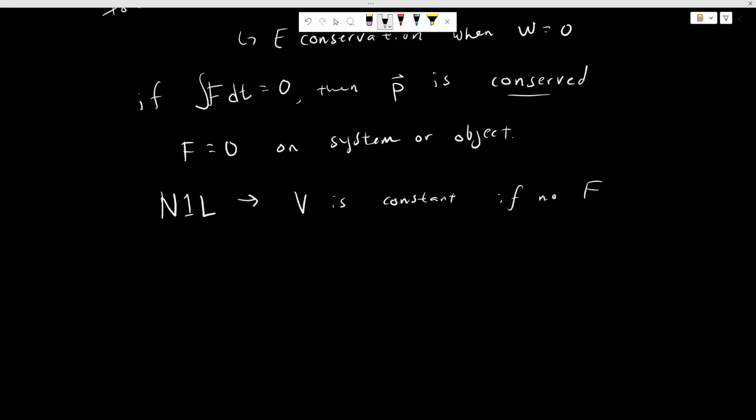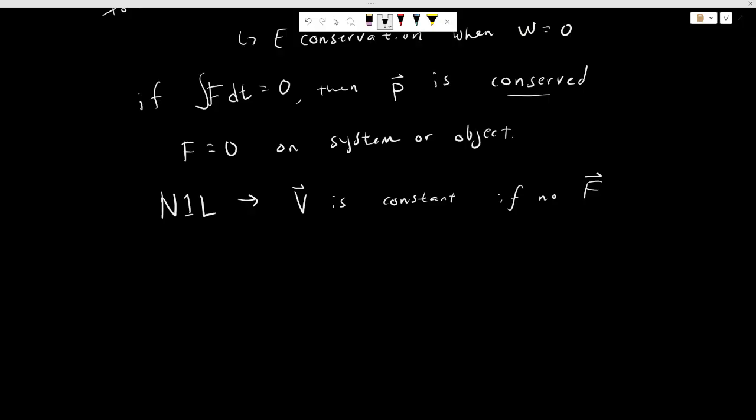Which is basically that the velocity is constant if there's no force. Right? Because if there's no force, there's no acceleration. If there's no acceleration, then the velocity is constant. So that's Newton's first law. Right? Cool. Neat. We just proved Newton's first law using impulse. Great.